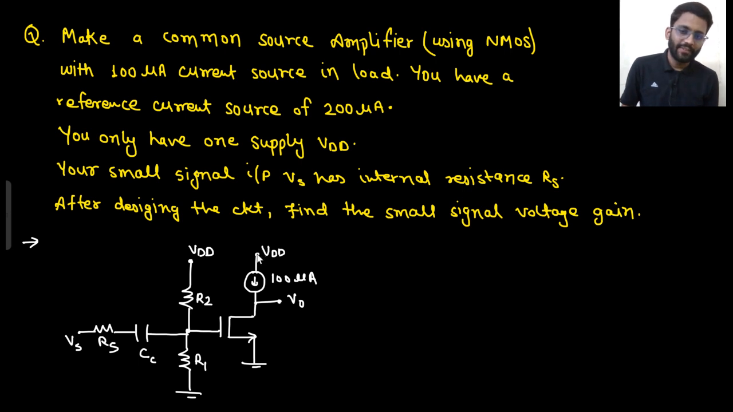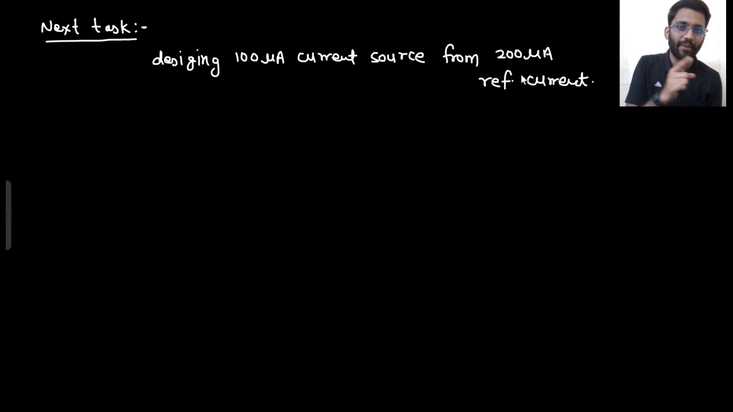Now, where is your current source going? Your current source is going from VDD to some node. Say yes or no. It is going from VDD to some node. So what will we have to use? Top to some node, we will use PMOS. You cannot use NMOS. We will use PMOS because it is going from VDD to some node. Top to some node, top P for PMOS. So we are designing a 100 microampere current source from a 200 microampere reference current.